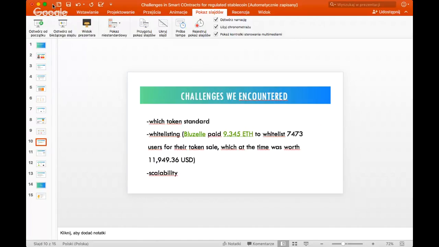And so whitelisting will allow us to know who are the customers who are transferring our tokens between themselves. Now, as you can see, I've put here an example. Bluezell paid almost the equivalent of $12,000 just to whitelist 7,400 users.